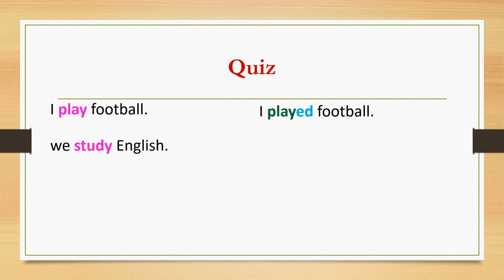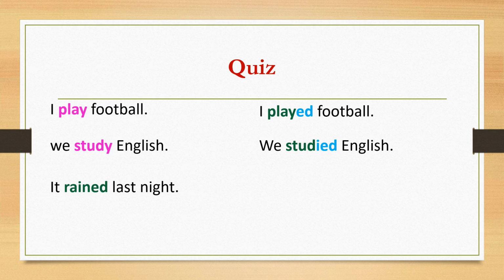We study English. This is another verb ending with y, but in this case, before the y we have a consonant. It's not like with play. Before y we have a vowel, so we don't change the y. In this case, study, before the y we have a consonant, so we change the y to an I and add ed. We studied English.